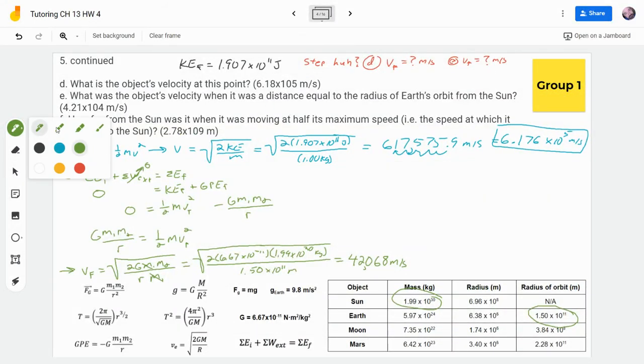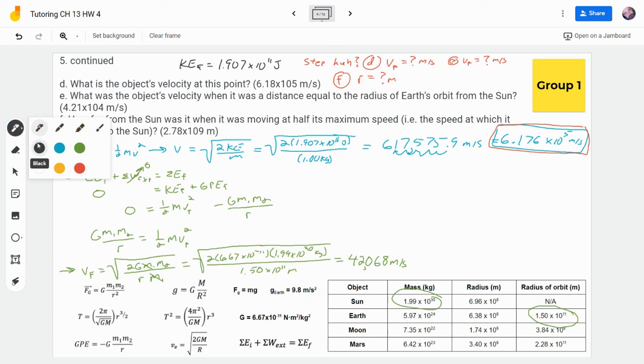And finally, part F. I mean, this video is getting long, but we're covering a lot of ground here, so that's cool. How far from the sun was it when it was moving at half its maximum speed, meaning the speed at which it crashed into the sun, which was our answer for part D? So what we're solving for here is R. R is equal to question mark meters. Okay, so how are we going to get to this?